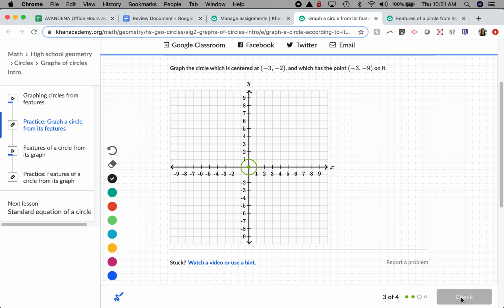Next question. Graph the circle which is centered at -3, -2, and which has the point -3, -9 on it. Again, we're going to move the center of our circle to make sure that it is centered at this point. So 3 units to the left and 2 units down. And for this problem, we have to make sure that the circle touches the point -3, -9. So that point is 3 units to the left and 9 units down. So I'm going to expand my circle to make sure that it touches -3, -9 right here.